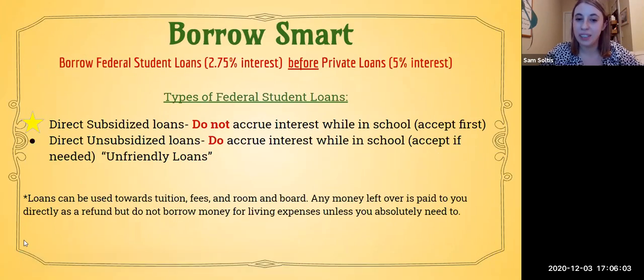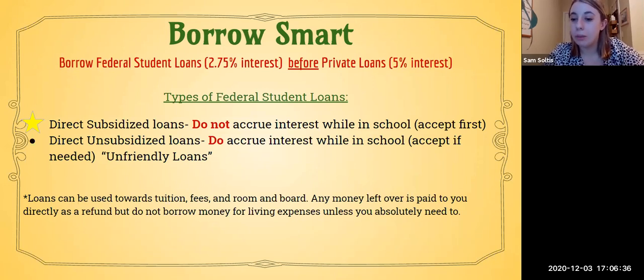Okay, so loans, the fun stuff. So we want you guys to borrow smart, because we understand that a lot of people do need to take out loans in order to finish school. So there are 2 different types. So we have our federal student loans and our private loans. And we absolutely want to take out only the federal student loans if we can. And why is because it has a much lower interest rate. So federal student loans, the interest rate is about 2.75%. Whereas for private loans, it's 5% interest rate.